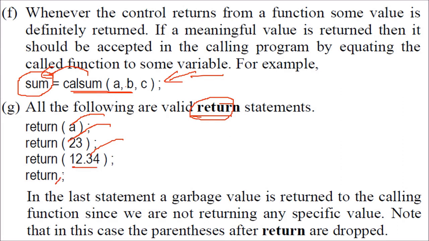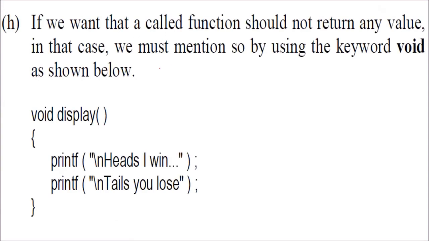Return, then nothing, we have a semicolon. That means it is returning nothing. So this is also not a problem. And if we want that a called function should not return any value, then you just don't write any return here and just give a void. If you don't want to return any value, you have to put a void in front of your function.